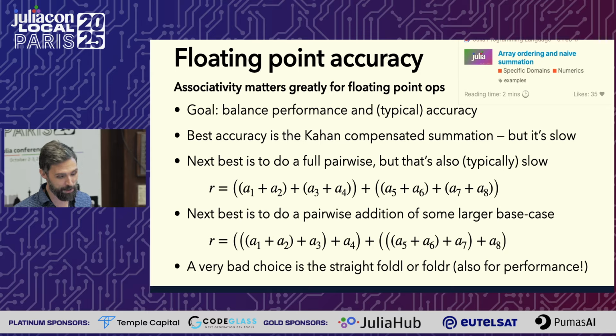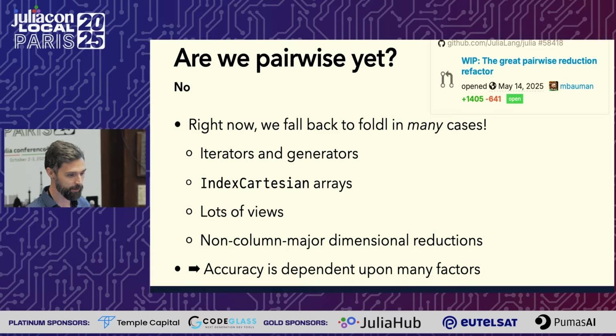A bad choice, though, is the straight left to right, foldl or foldr. That's what we call the straight left to right. It's bad for accuracy, but it's also bad for performance because of the way modern processors work. They like to work ahead if they can. And if you're always adding things into the same bucket, they can't do any sort of work ahead with pipelining and things like that. It's a poor choice, not just for accuracy, but also for performance.